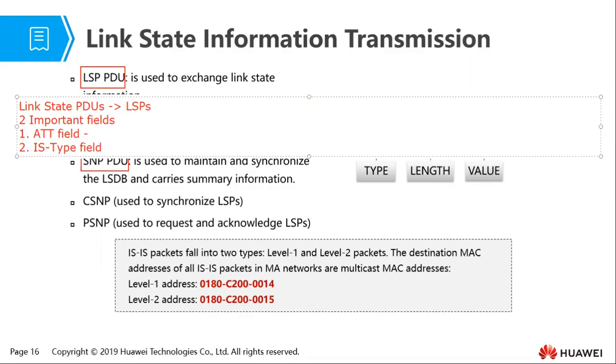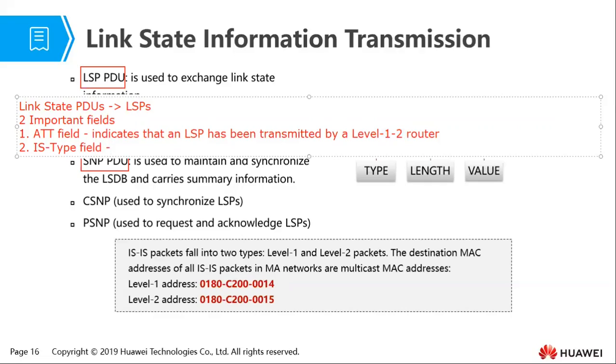Now, the ATT field is used to indicate that an LSP has been transmitted by a level 1-2 router. So if this field is set, if you receive an LSP and the ATT field is set, you know that this LSP is actually coming from a level 1-2 router.